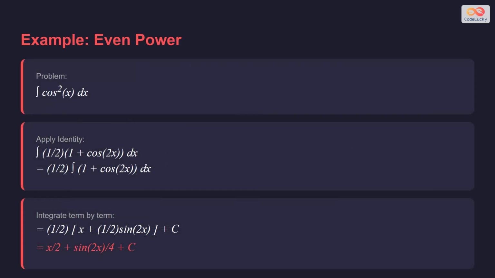Here is an example. The integral of cosine squared x, we replace cosine squared with 1/2 times the quantity 1 plus cosine of 2x. We can pull the 1/2 out and integrate term by term. The integral of 1 is x, and the integral of cosine 2x is sine 2x over 2. Don't forget the constant of integration, C.